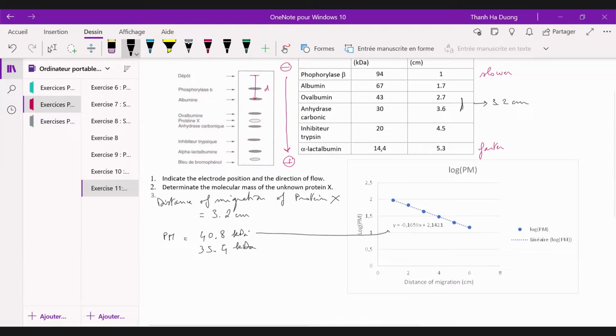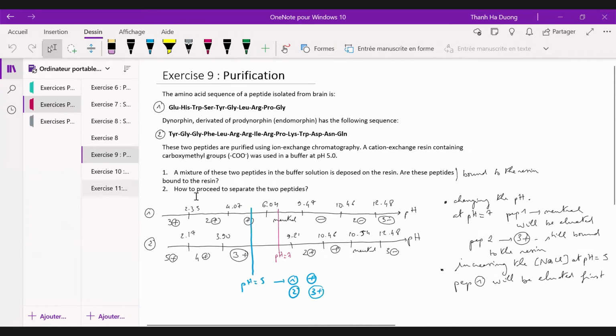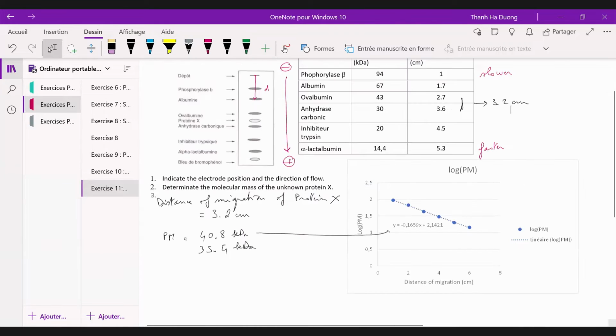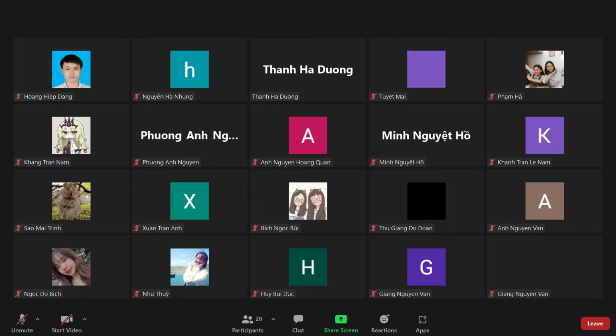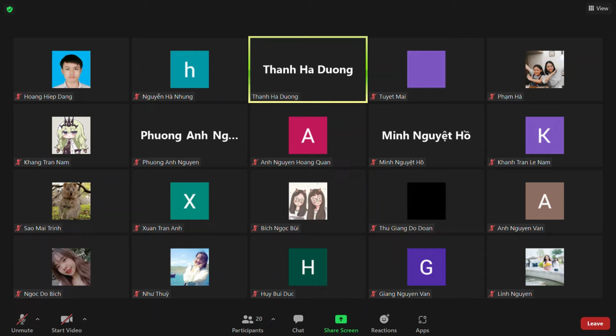Another question or not? No question? Okay, let's start. About exercise 9, it's okay for you? No problem. Okay. So I change.